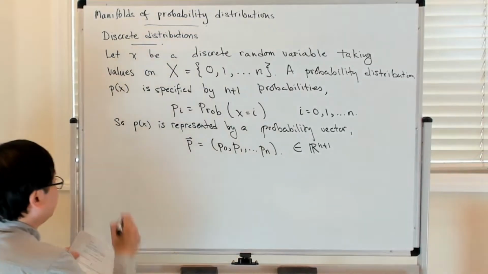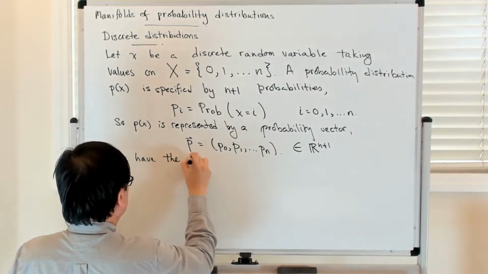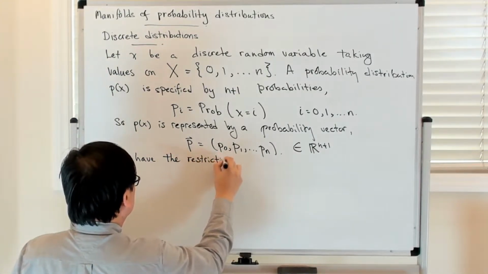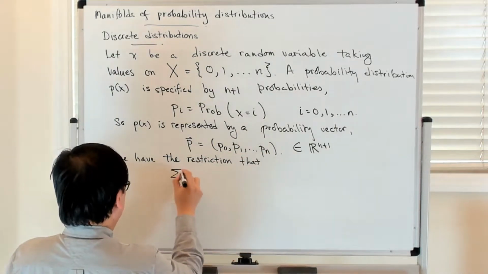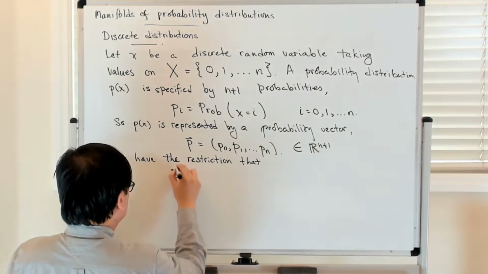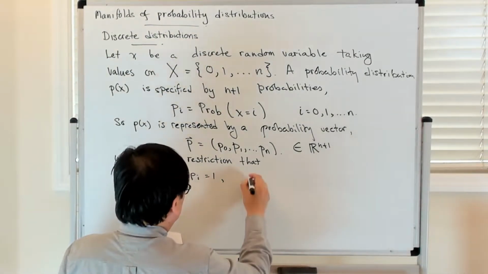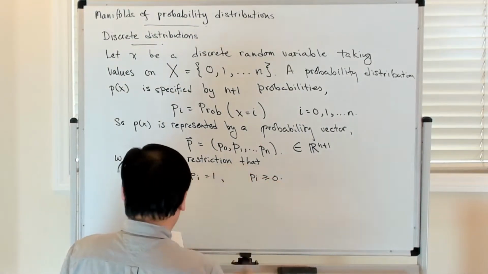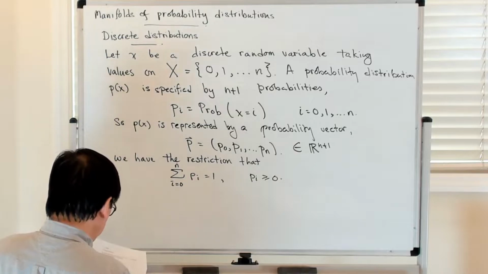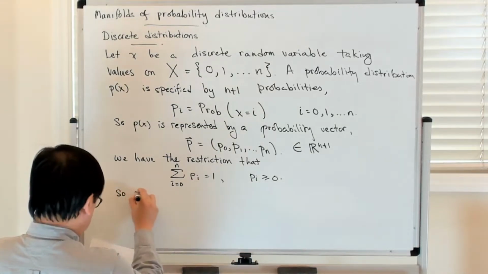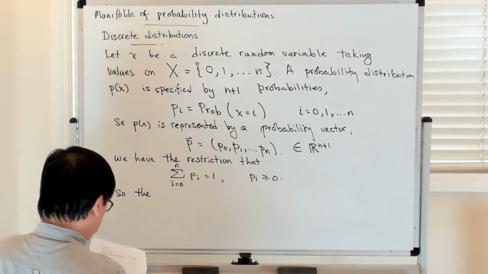Okay, so we have a restriction that the sum of the probabilities is 1. So there's some sort of normalization condition, and that Pi is greater than or equal to 0. So the set of all of these probability distributions forms an n-dimensional manifold.